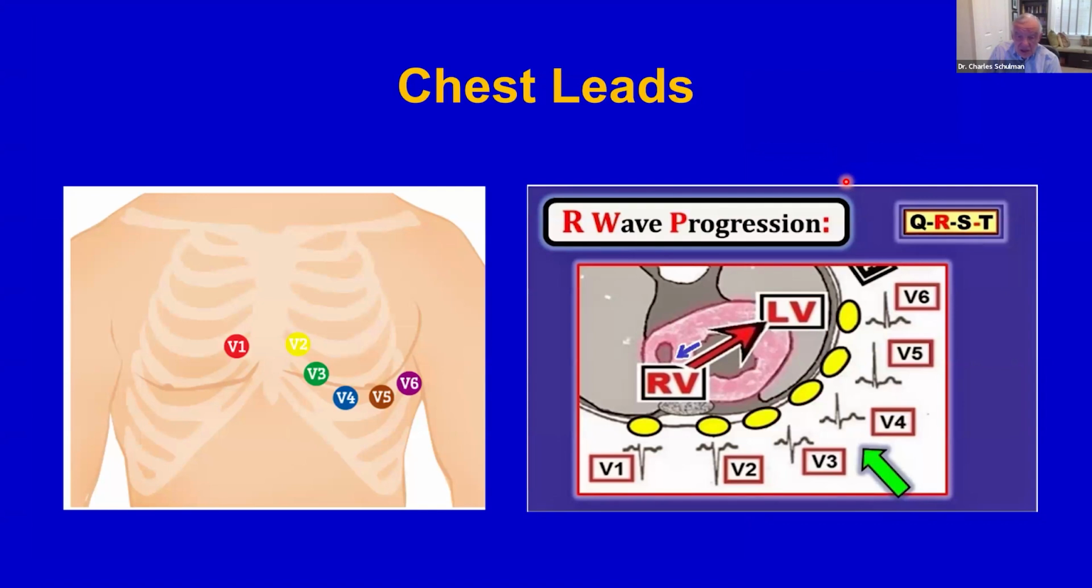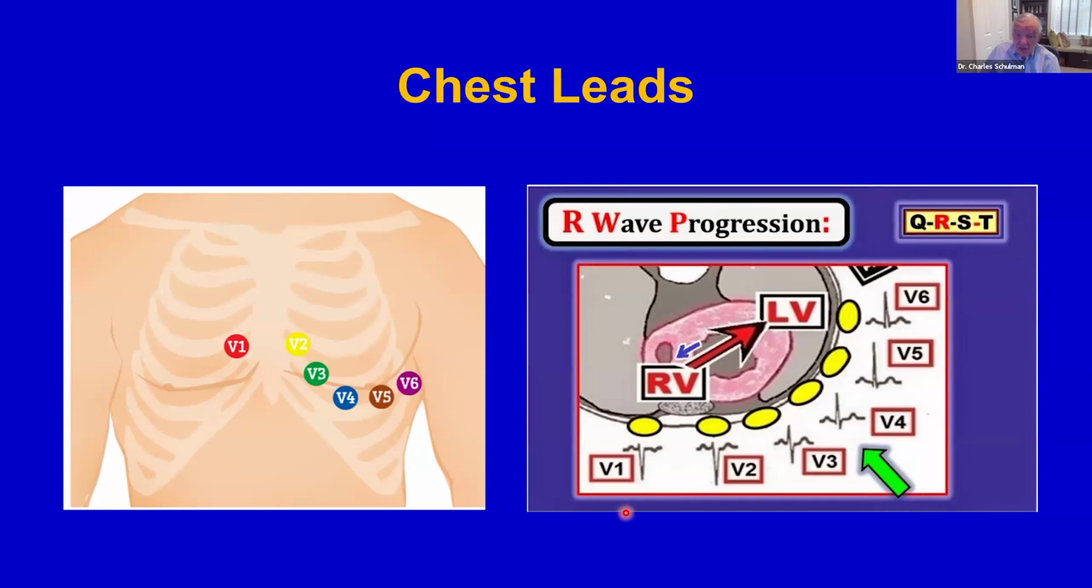Now, those were the limb leads. These are the chest leads, V1, 2, 3, 4, 5, 6. Notice V1 is located on the right side of the sternum. The others are all located on the left side of the sternum.